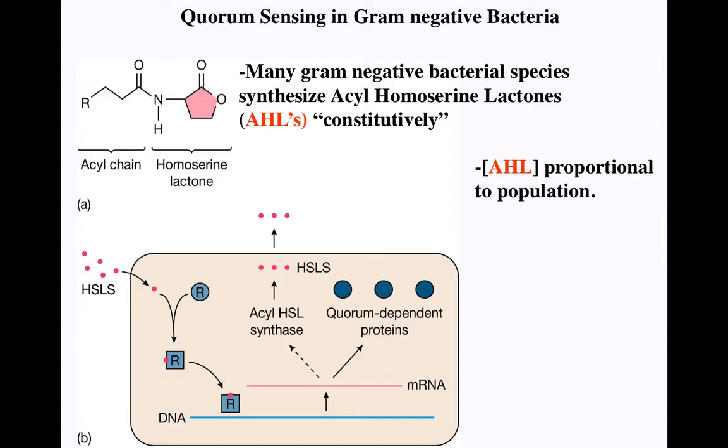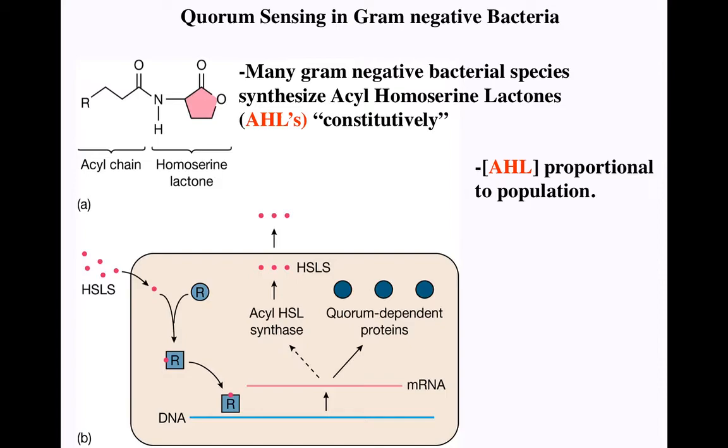HSL stands for homoserine lactone. This molecule is produced at low levels all the time by every bacterium in the population. When the population level is low, each cell is producing homoserine lactones all the time, which now, without any energy requirement at all, can diffuse across the bacterial envelope.